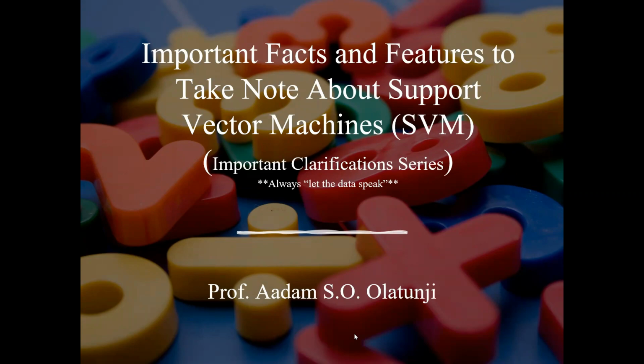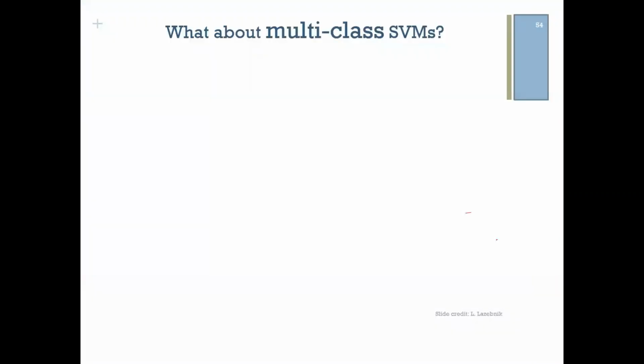it has been modified to be able to cater for such a unique need of the community, because you cannot always guarantee that you are going to have a two-class problem. So sometimes people need to deal with multi-class problems, which is normal and sometimes even common. So how do we solve that using support vector machine? That's why we have today: what about multi-class support vector machine?